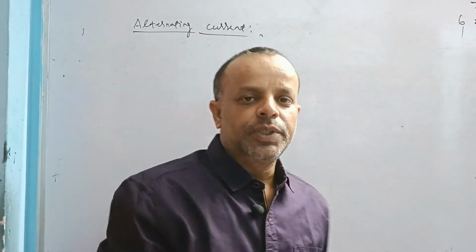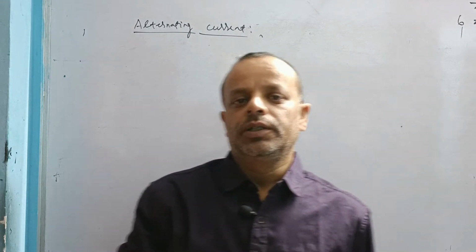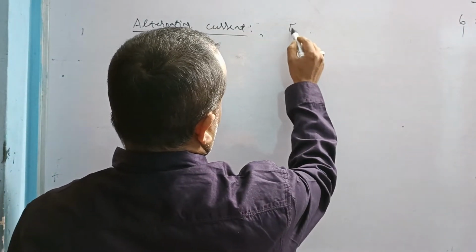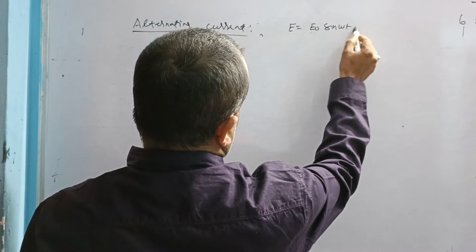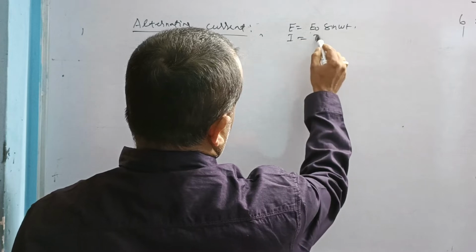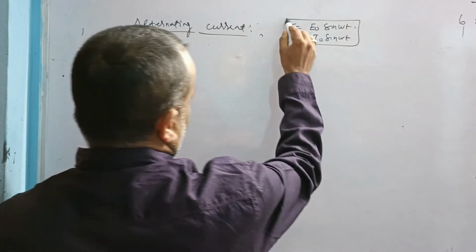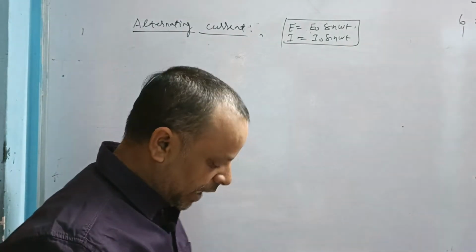We must consider two things while doing derivation in alternating current. Everywhere, E will be equivalent to E naught sin omega t and current will be equivalent to I naught sin omega t. Means current and EMF both are following sine waves.